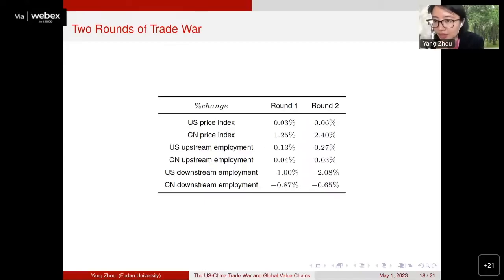I have a follow-up question, if that's okay. For your results table for your two rounds of trade war, just looking at the results right now, it seems that the impact from both round 1 and round 2 is bigger for China in terms of inflation. But on the employment side, the impact is bigger for the US, both in terms of losses from downstream employment and gains from upstream employment. Can you just walk us through the intuition behind the results? Why is inflation a bigger impact for China, but employment a bigger impact for the US, both upstream and downstream?